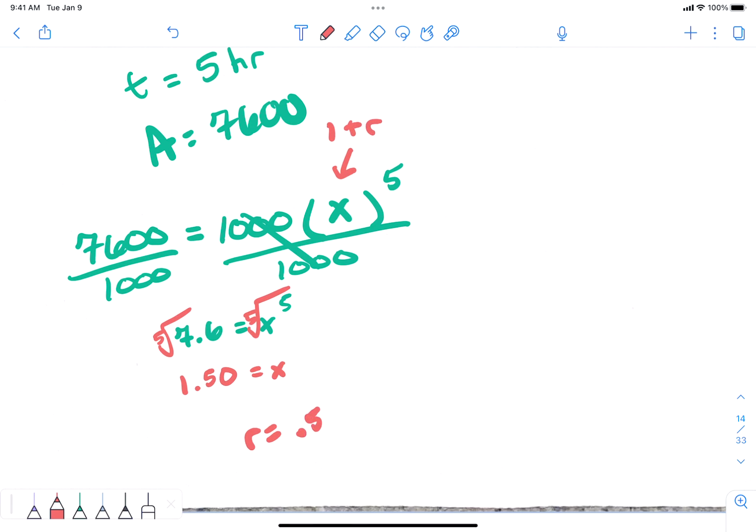What's our growth rate? 50%. Our growth rate is 50%. Do you see how we did that? Okay. We just figured that out. 1 plus whatever is that x, but I just called it x. Rather than dealing with 1 plus r, I just called it x. And now we're solving, and we subtracted 1, right? So 50% is our growth rate.